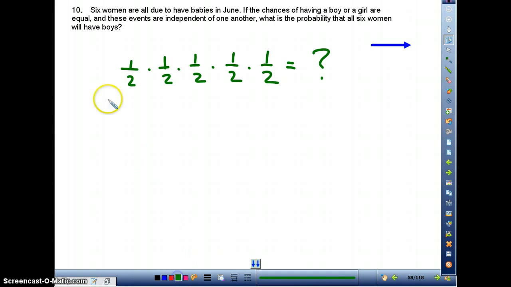That did say 6 women, didn't it? 1, 2, 3, 4, 5, 6. There we go. Now what's the answer?